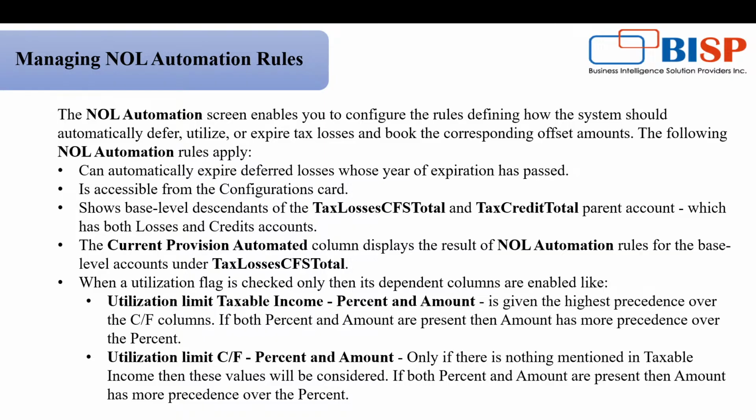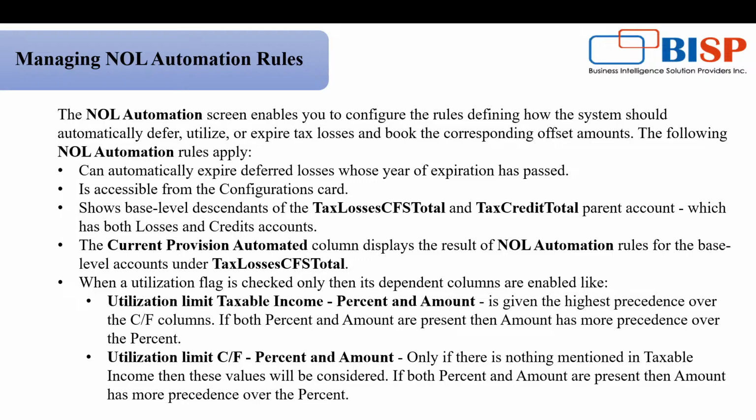Now here, in the TRCS NOL automation screen, which account is displayed at a base level, descendant, that we are talking about? Is it tax loss, the CFS total, or the tax credit total, and which rule output will you see, for example current provision automated, etc.? It also lays out the precedence rule that determines how limits are applied, right?